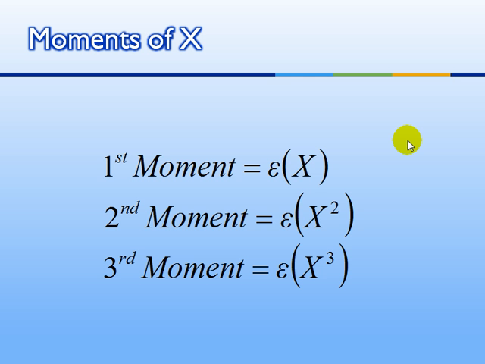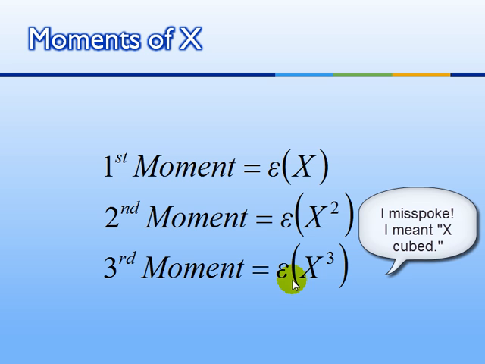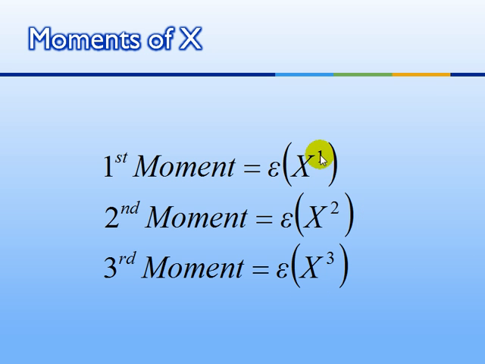This brings us to a concept called moments. The first moment of x is the expected value of x. The second moment of x is the expected value of x squared. The third moment is the expected value of x cubed. In essence, we've got E of x to the 1, so we've got a nice sequence 1, 2, 3.